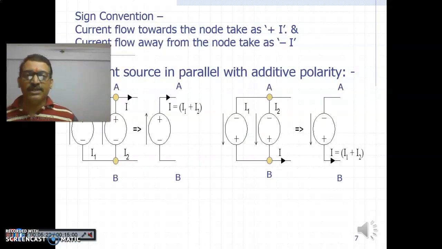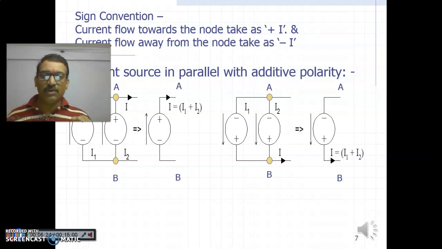So first two cases we dealt with the voltage sources. Now let us deal with the current sources. To understand the connection of current sources, we have to see the sign convention. What is sign convention? Again, same. When current flows towards the node, take that current as positive. If that current is flowing away from the node, then take that current as negative. So if it is towards the node, it is positive; away from the node, it is negative.